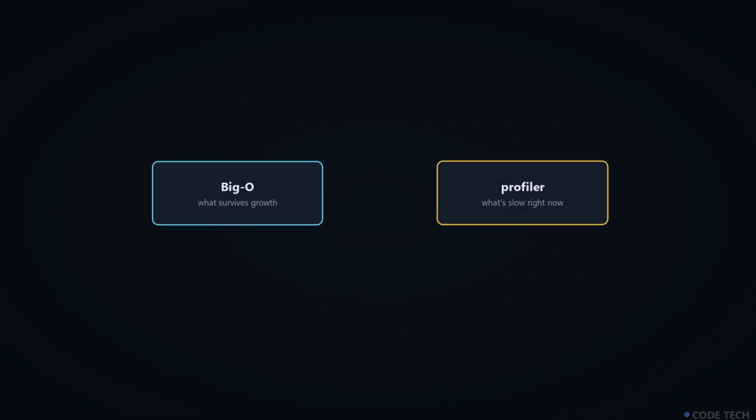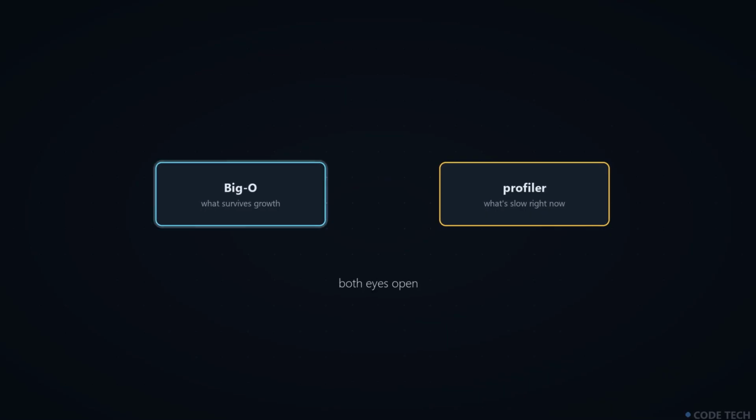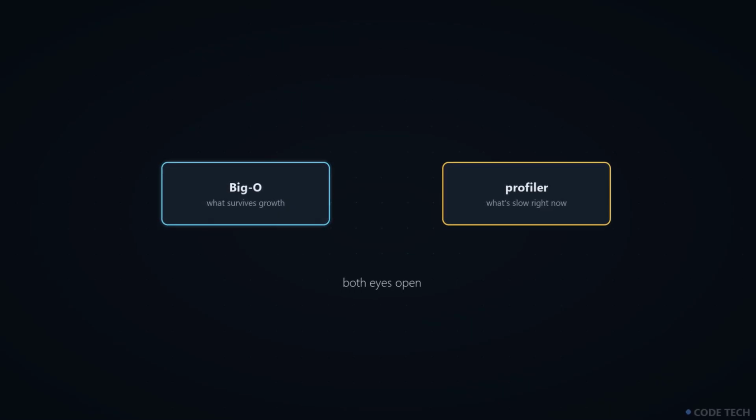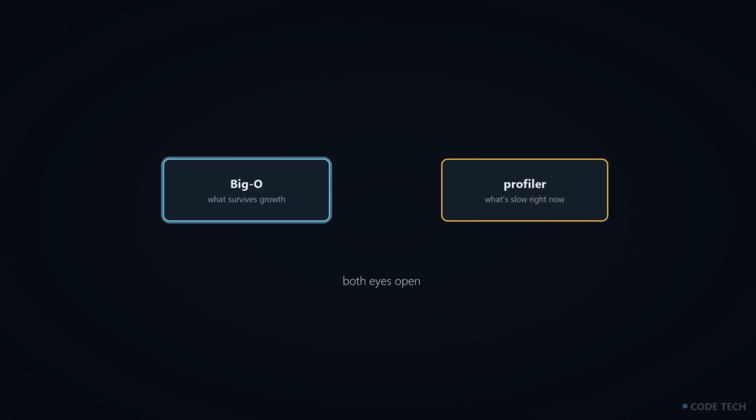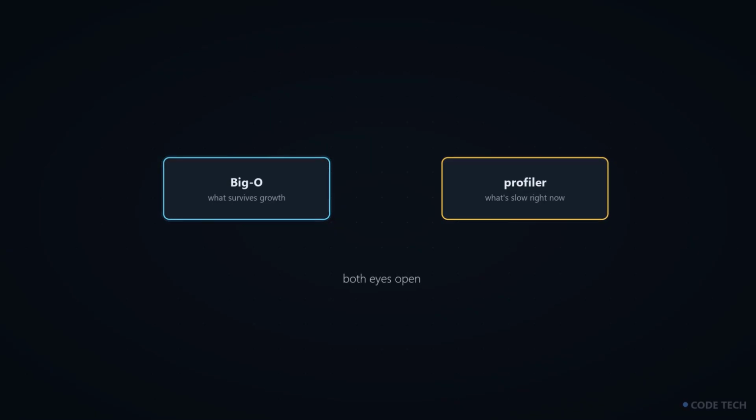And be honest about where big O ends. It says nothing about the constants that dominate small inputs, nothing about cache behavior. Remember, the CPU video showed identical big O running 10 times apart, and nothing about your actual N profile before you optimize. Big O tells you which algorithms cannot survive growth. The profiler tells you what's actually slow today. You need both eyes open.